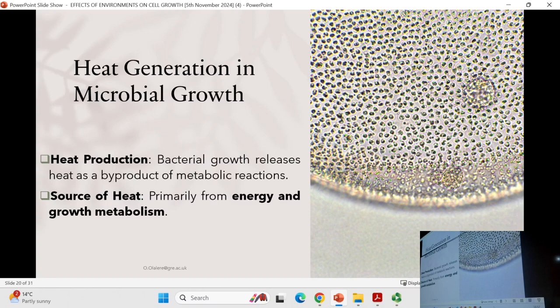So, heat generation in microbial growth. Bacterial growth releases heat as a byproduct of metabolic reaction.